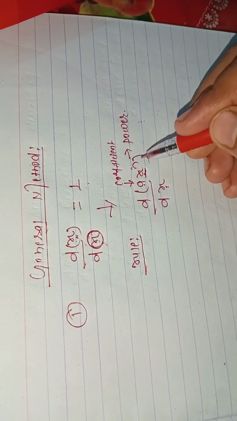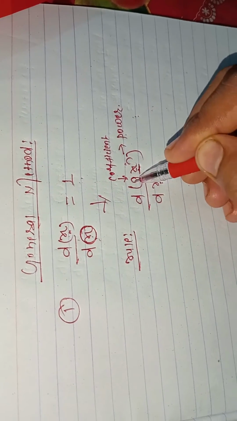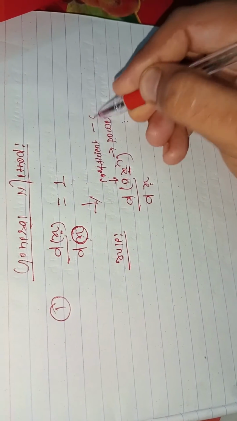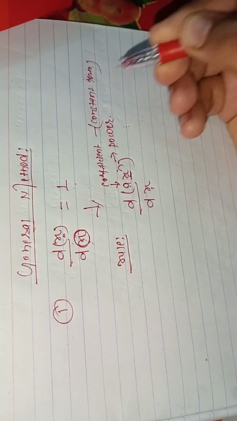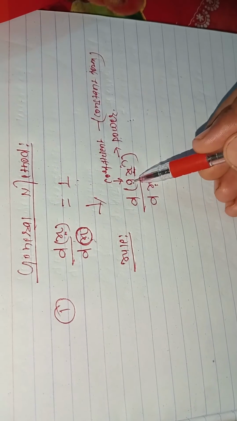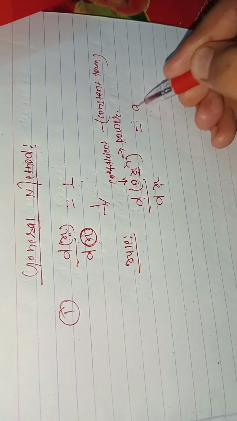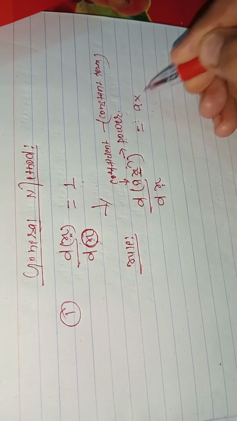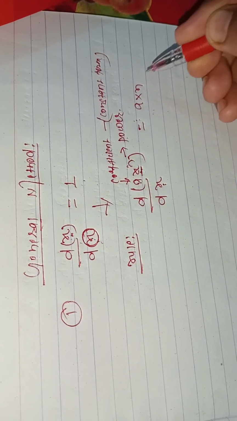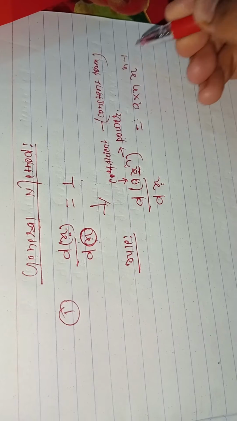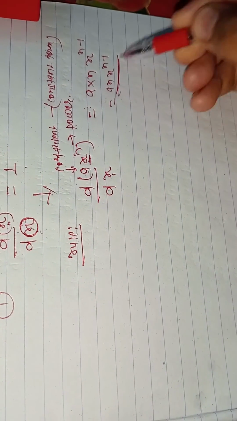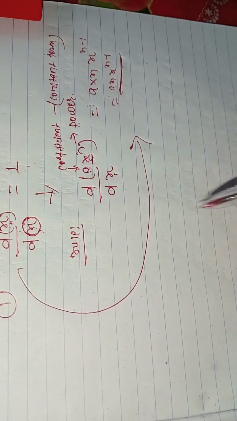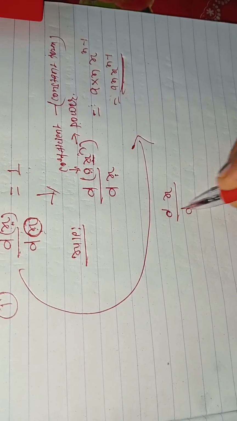So here the power is n, and the coefficient a is also said to be a constant term. So the rule is that the constant a is taken out, and then the power n is also taken out, and then the power becomes n minus 1. So it is a n x to the power n minus 1. If you follow this rule, then you can handle dx by dx.